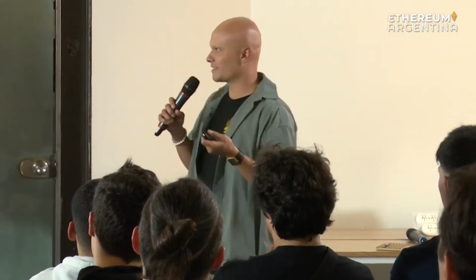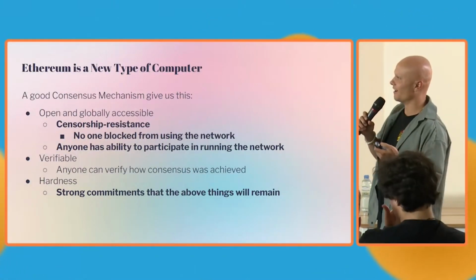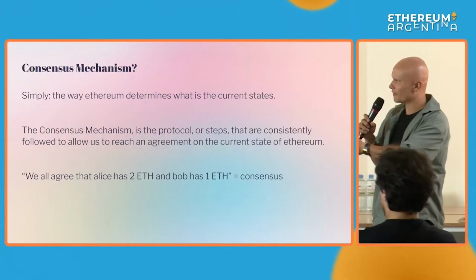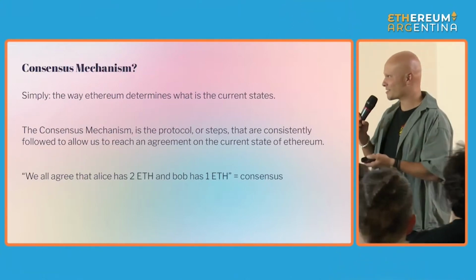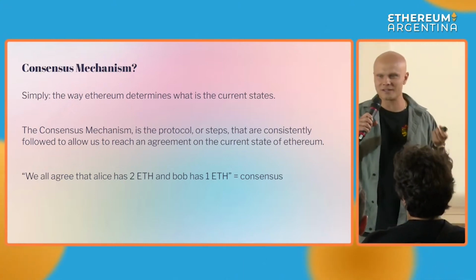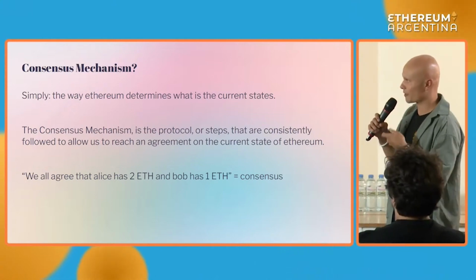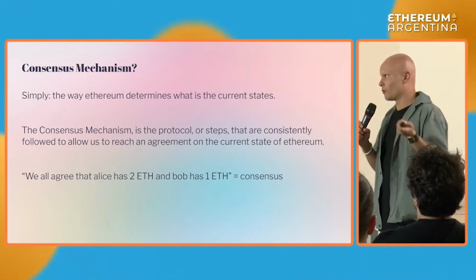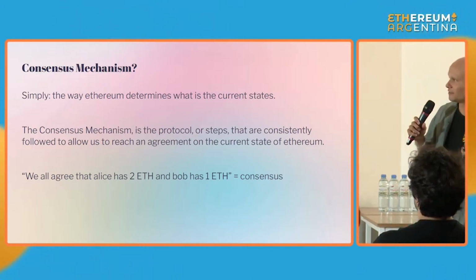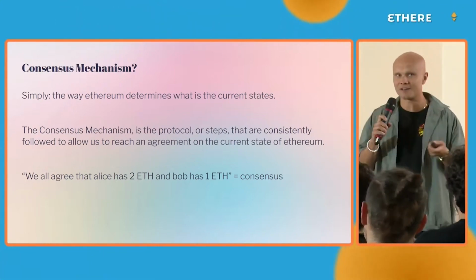Before we get into proof of stake, what is it that a good consensus mechanism gives, right? So I would say, maybe I'll go forward. What is a consensus mechanism? A consensus mechanism is basically the way that Ethereum determines what its current state is. So, the consensus mechanism is the protocol or steps that are consistently followed to allow us to reach an agreement on the current state of Ethereum.